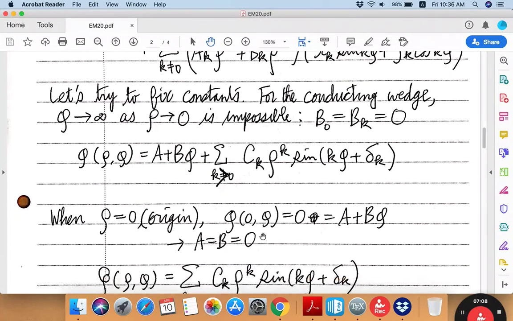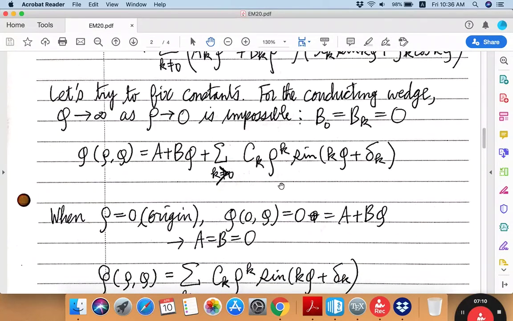But there's still a lot of constants remaining. And so we need to invoke more boundary conditions. Now let's think about what happens near the origin.